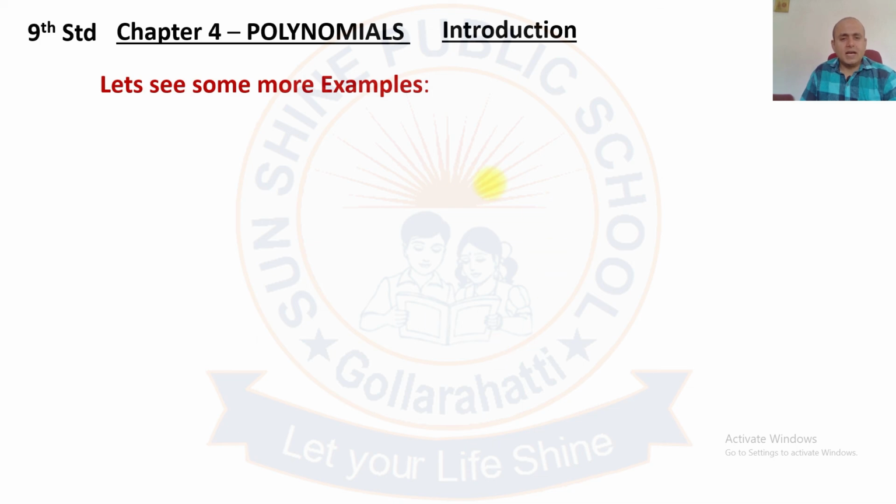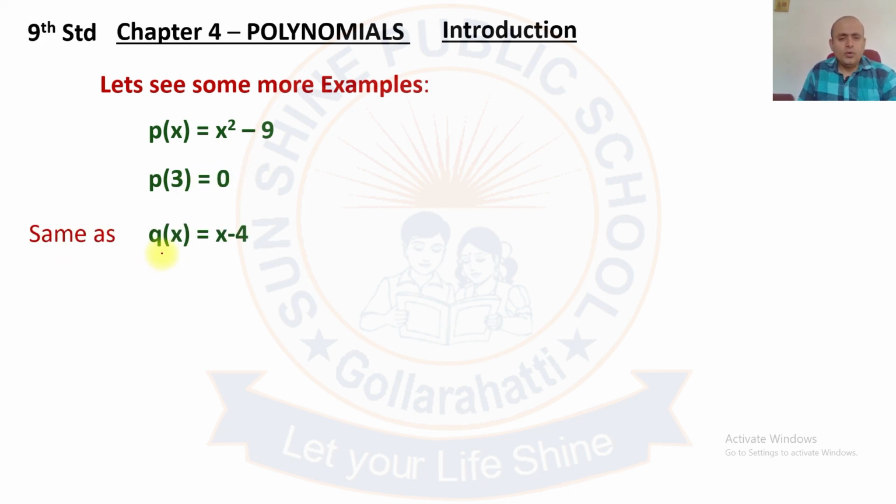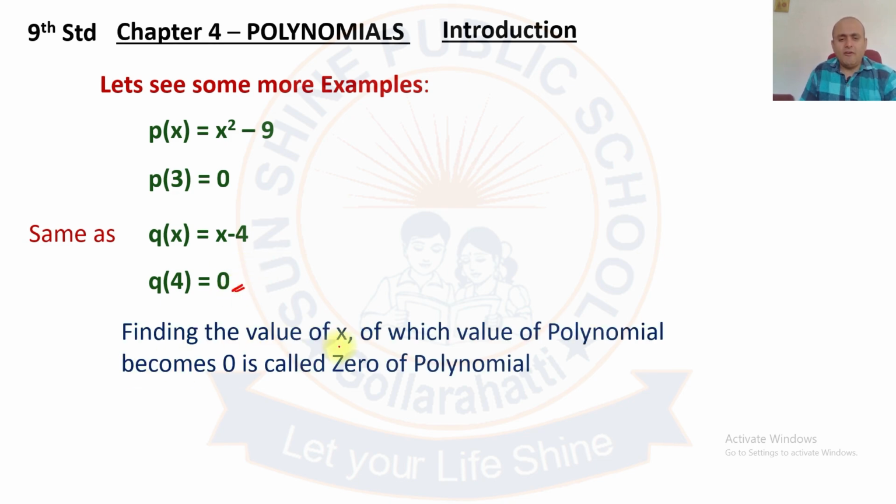Let us see some more examples. p of x is equal to x square minus 9. Here if you take the value of x as 3, the answer will become 0. Similarly, q of x is equal to x minus 4. If you take the value of x as 4, you will get the answer 0. That means we are finding the value of x for which the value of the polynomial becomes 0. That value of x is called a zero of the polynomial.